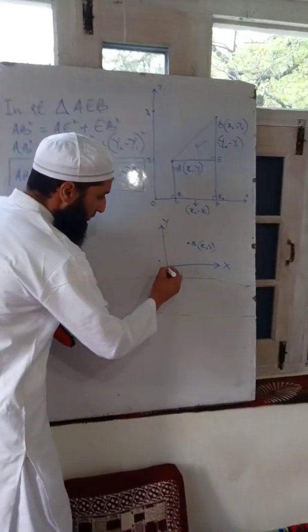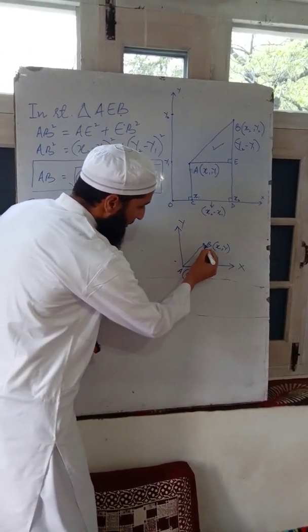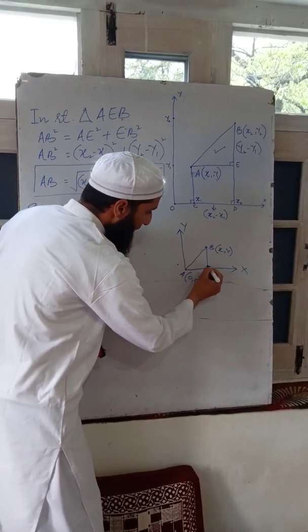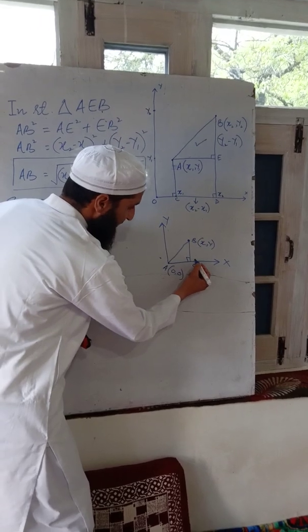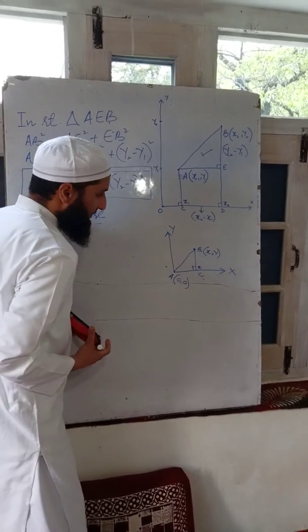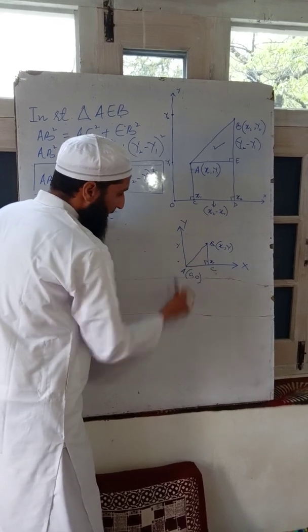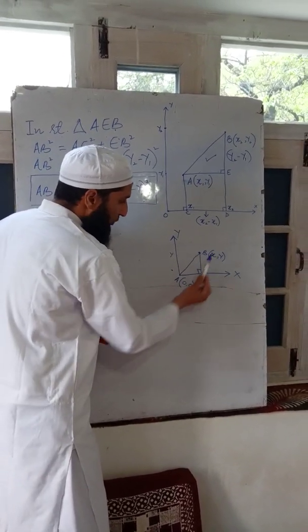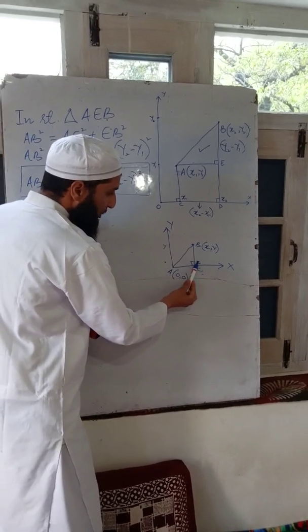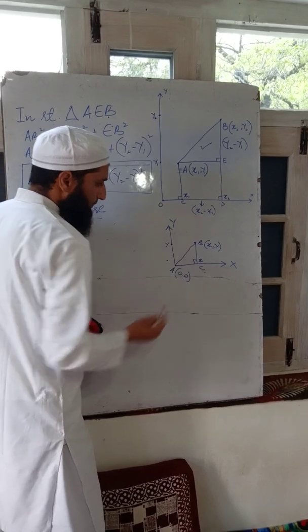For this, join AB and draw BC perpendicular on x-axis. Now the value of x-axis here will be x and the value of y-axis in this direction will be y. This is because point B's coordinates will be x and y only when the value of x-axis here is x and the value of y-axis here is y.